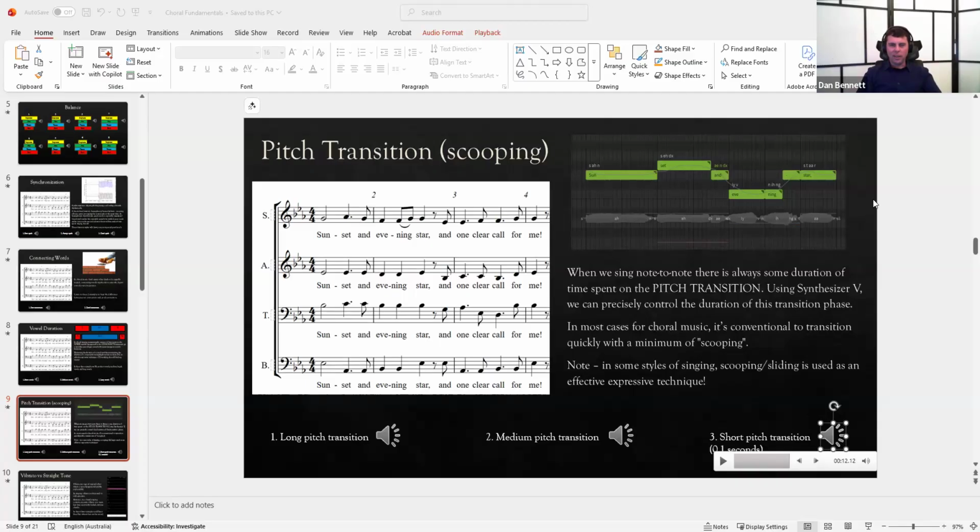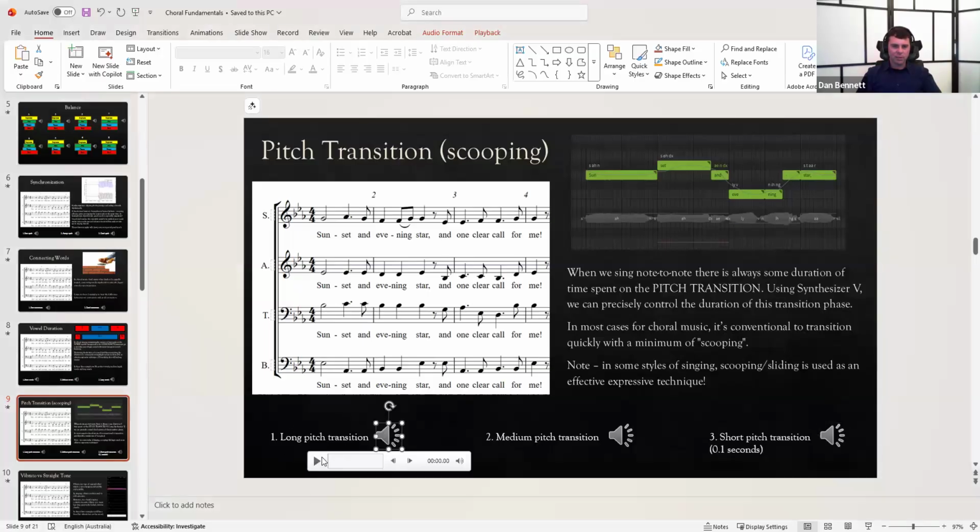So, yeah, if you want to be a good chorister, generally minimizing the amount of scooping you do is probably a good technique. If you want to be a soloist, go nuts. Let's listen to that just one more time because it's a bit of a laugh. Here we go.